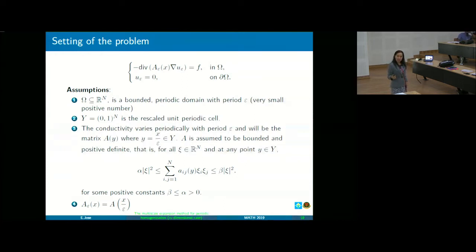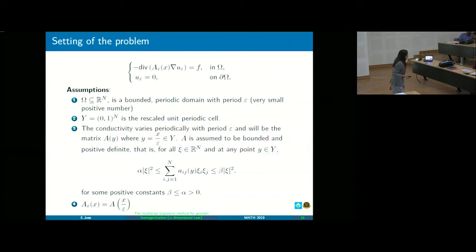So the conductivity varies periodically, again with period epsilon, and it is a matrix A of y, where y is equal to x over epsilon in capital Y, our reference cell. Let us assume that A is bounded and positive definite, meaning, earlier you saw this condition. This is ellipticity, the uniform coercivity, and this is the boundedness.